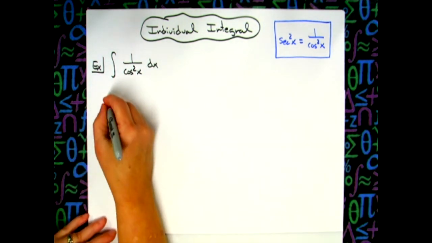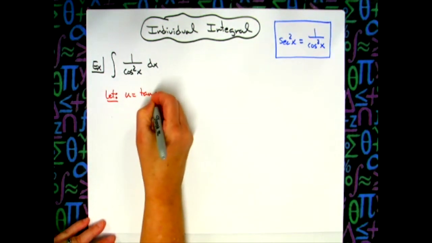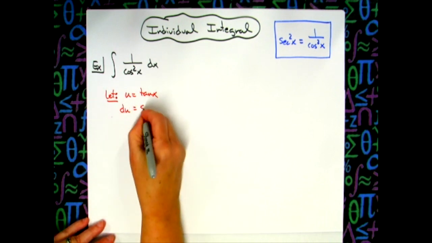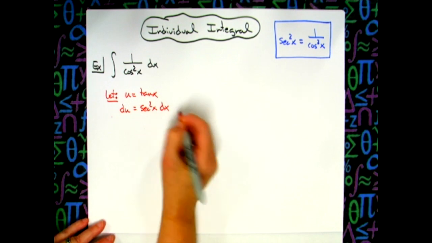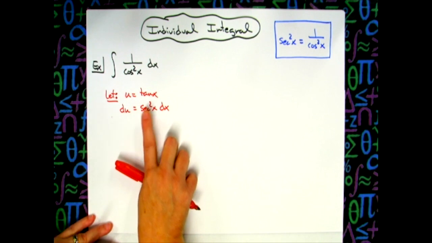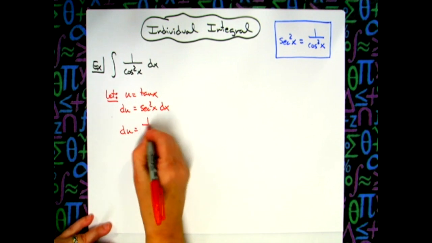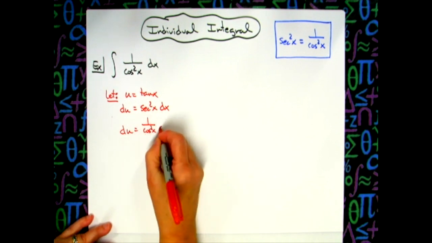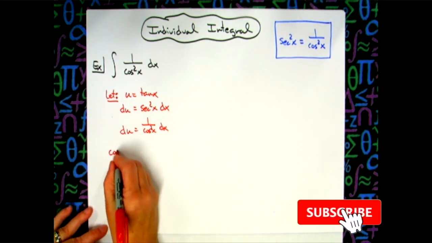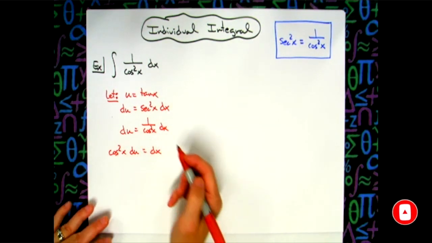All right, so moving forward with that line of thinking, we're going to let our u be tangent x, because when I take the derivative, I'll have du equal to secant squared x dx. Now I'm going to go ahead and at this point replace the secant squared x with what I know it to be equal to. So du is equal to 1 over cosine squared x dx. Now I want to solve all the way down for dx. So then I'll have cosine squared x du is equal to dx.